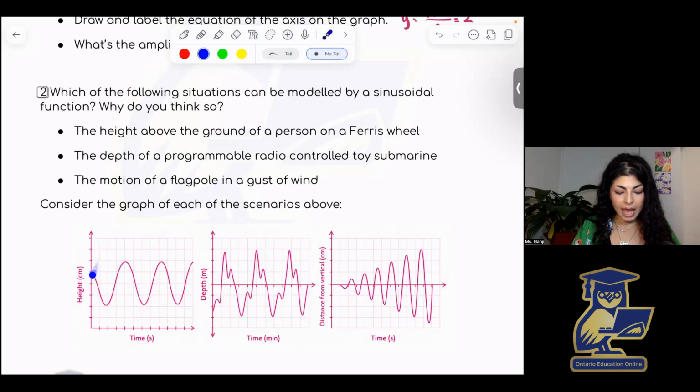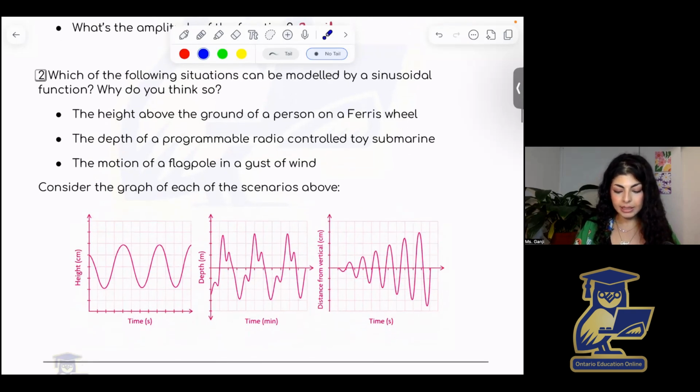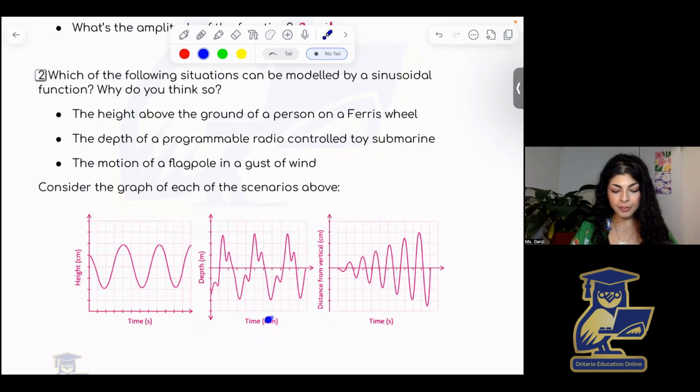So here, the way we match it, it is in the same order, but if you weren't sure, here we have height. So this is height and time. Here we have depth and time. And finally, distance from the vertical. So consider a flag that's blowing in the wind. So it is the distance from where it starts.